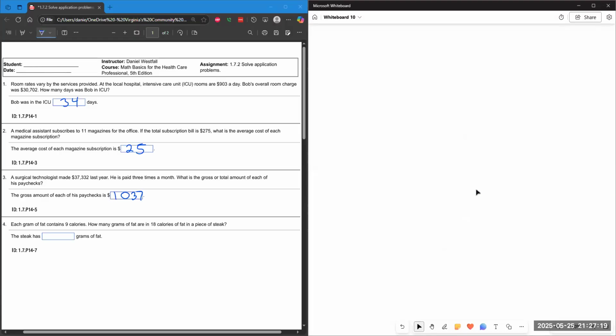Each gram of fat contains 9 calories. How many grams of fat are in 18 calories of fat in a piece of steak? So 9 calories per gram. You have 18 calories. So there's 2 exactly. 2 times 9 is 18. So there's 2 grams of fat in that piece of steak.